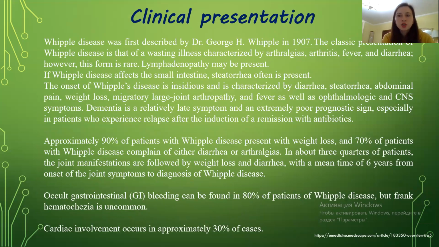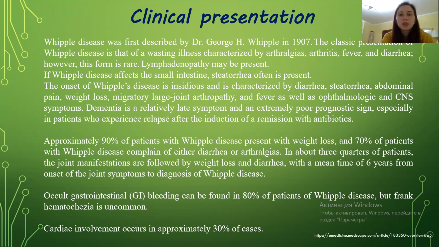Clinical presentation. Whipple disease was first described by Dr. George Whipple in 1907, and the classical presentation is a wasting illness characterized by arthralgia, arthritis, fever, and diarrhea. However, this form is rare. Lymphadenopathy may be present. If Whipple disease affects the small intestine, steatorrhea often is present.